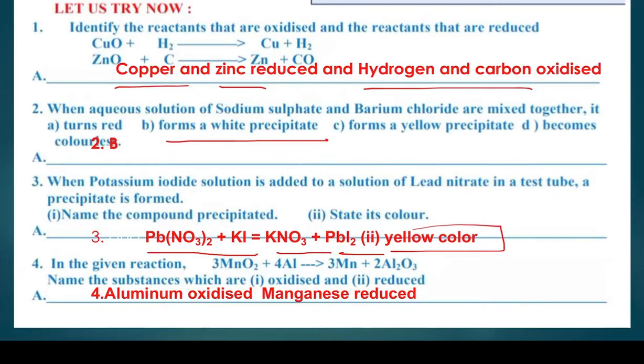In the given reaction, that is manganese and aluminium, you can see aluminium is oxidized because it is getting oxygen by forming aluminium oxide, and manganese is reduced because oxygen is getting removed. So this completes your worksheet.